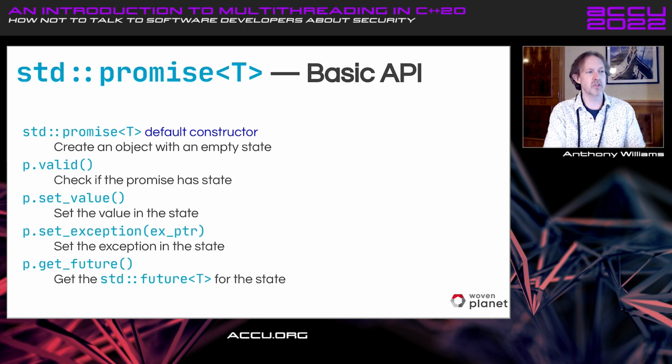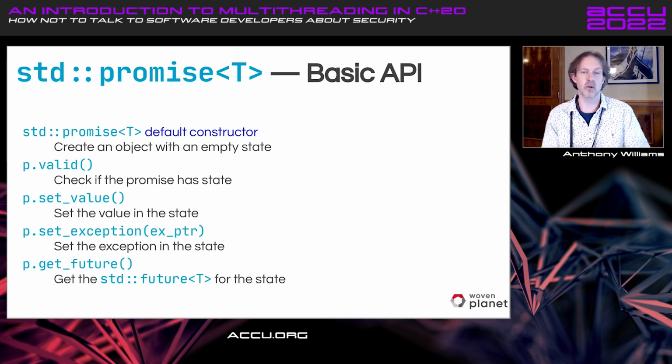So if you're going to use futures, you need to know how to get them. And so promise is probably the way you will use it in most cases. The default constructor creates an object which has an empty state. It's ready to receive a value, but it doesn't have one yet. You can check whether it's got a state that's ready to accept a value by calling valid.